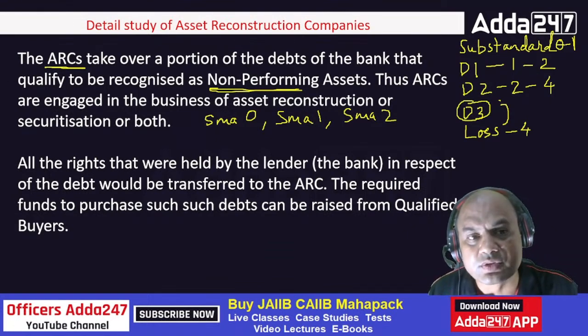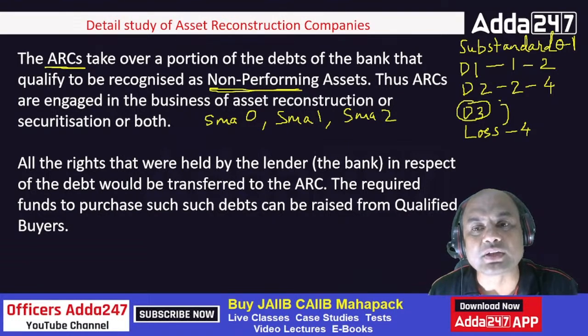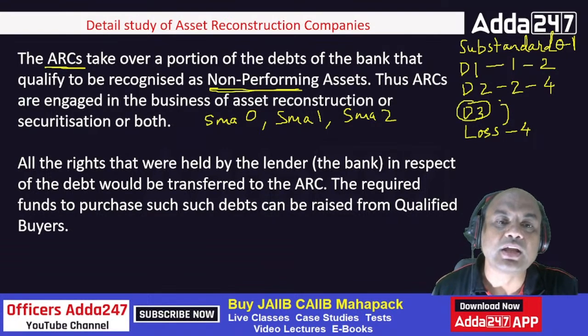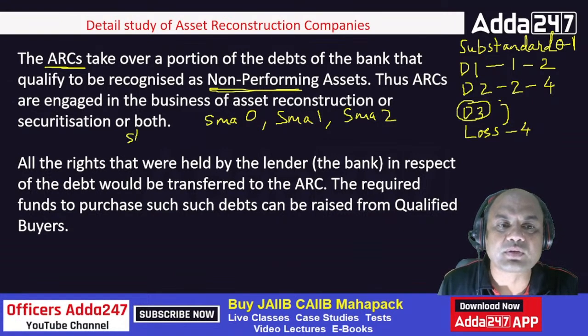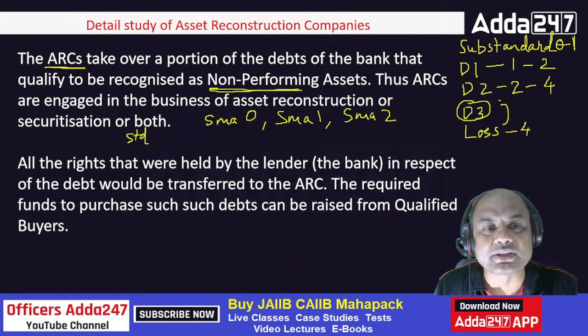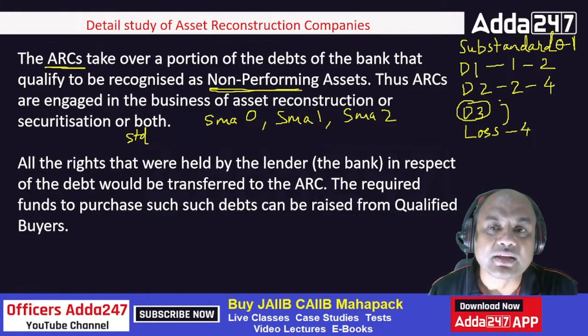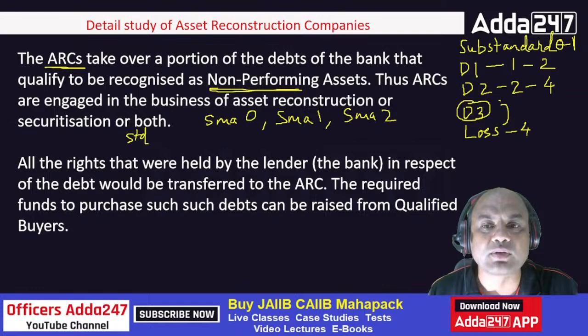Now one thing which you should always remember: a loss asset doesn't have to follow these stages only. It's not that any loss asset will first become substandard, then doubtful 1, then doubtful 2, then loss asset. No. A loss asset can become a loss asset anytime. Even if it is a standard asset today, before this SMA we have standard, which means a good asset, it can directly become a loss asset without going through the levels of substandard, D1, D2.